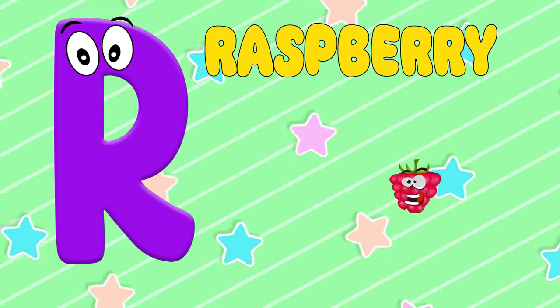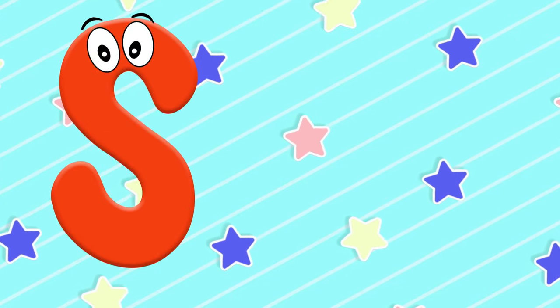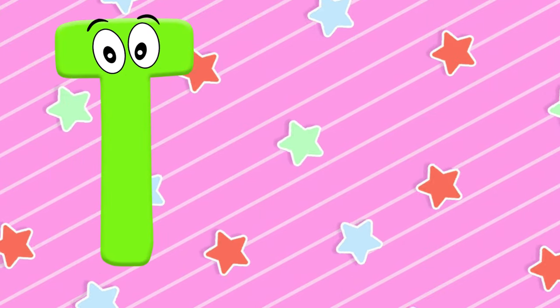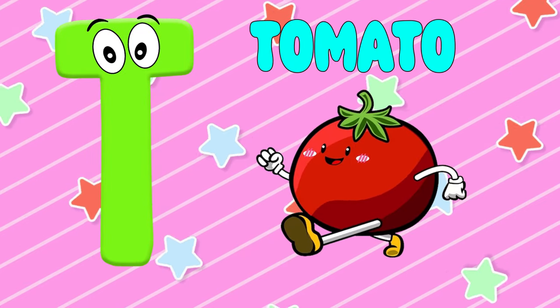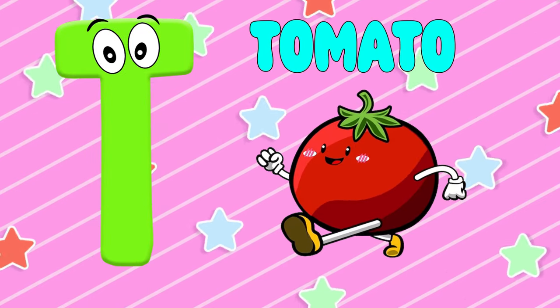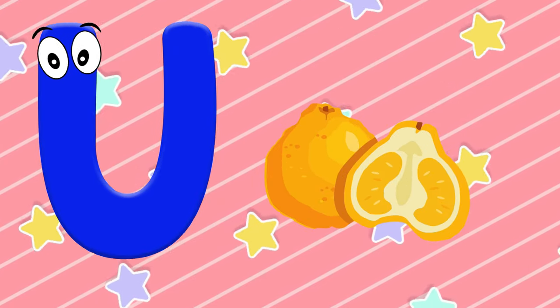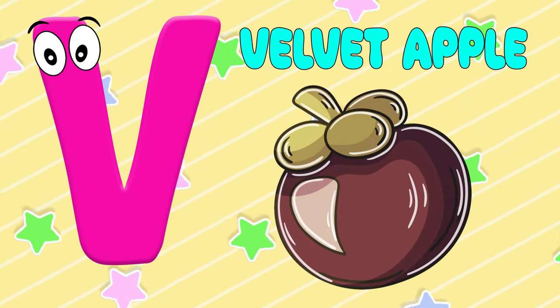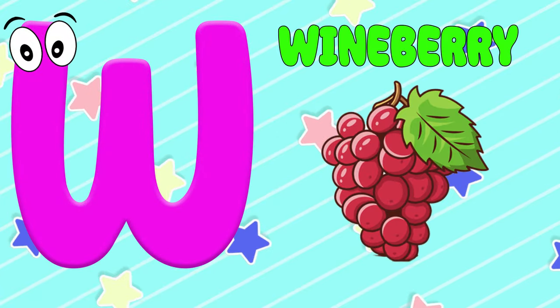R is for raspberries. S is for sapodilla. T is for tomato. U is for ugli. V is for velvet apple.